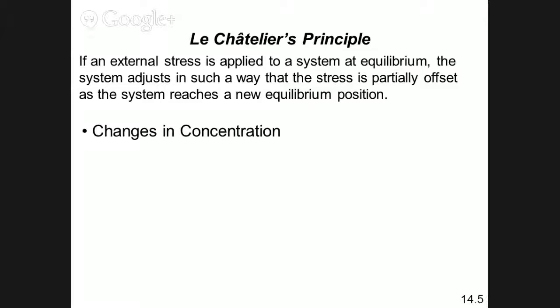And basically, Le Chatelier figured out that the system will automatically adjust in such a way that the stress is partially offset as the system reaches a new equilibrium position. So what's going to happen is we do something, it reacts in such a way as to counteract whatever we did. We'll go through some examples of that. And then it reaches a new equilibrium, which will have different concentrations than the old equilibrium.